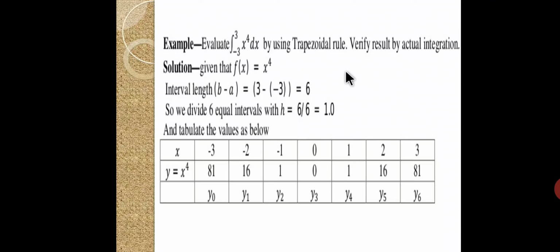So first we have to find the h value. Given that f of x is equal to x power 4, the interval length h is equal to (b minus a). Here the b value is 3 and the a value is minus 3, so 3 minus of minus 3 is equal to 6. The number of subintervals is not mentioned, so we divide into 6 equal intervals with h equal to 6 by 6, that is 1.0. And we tabulate the values as below.